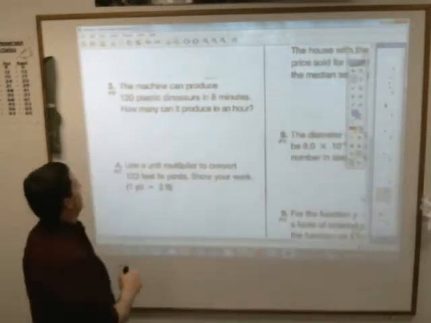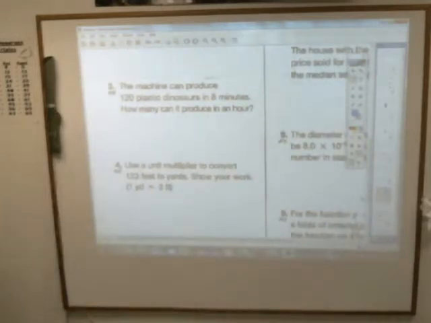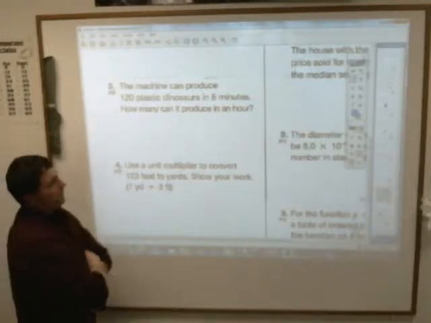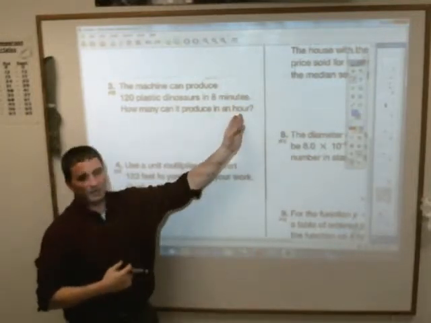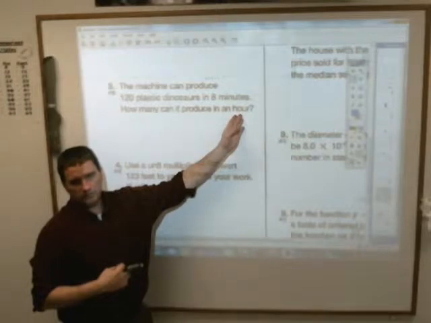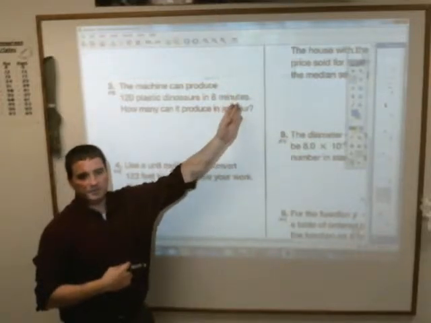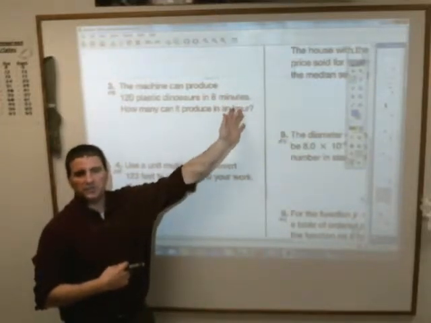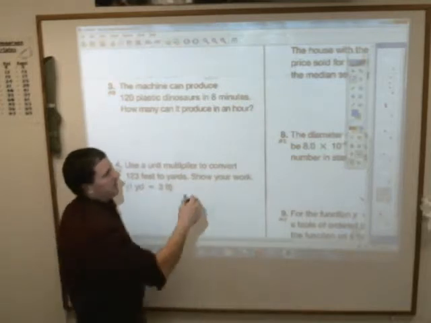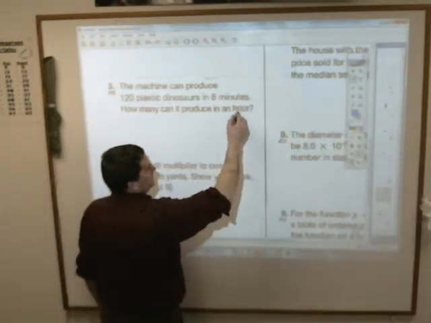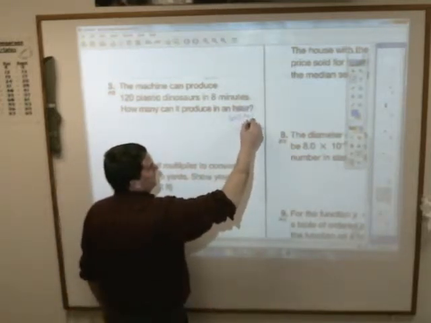The machine can produce 20 plastic dinosaurs in 8 minutes. How many can it produce in an hour? Well, the first issue we have here is this is in minutes and this is an hour. So instead of talking in hours, you need to make hours minutes. How many minutes is an hour? 60. So you want to know how many it'll make in 60 minutes.